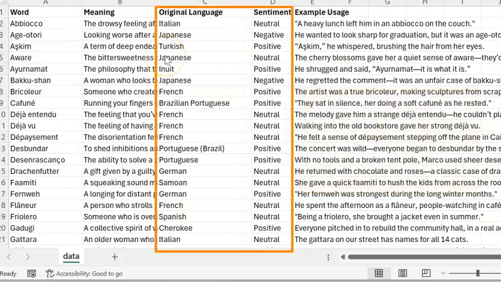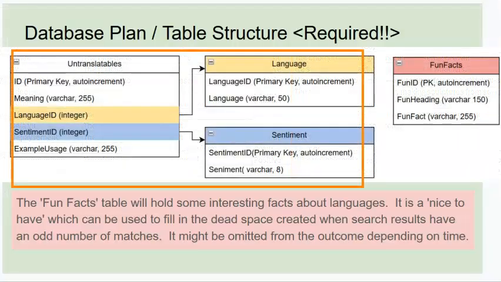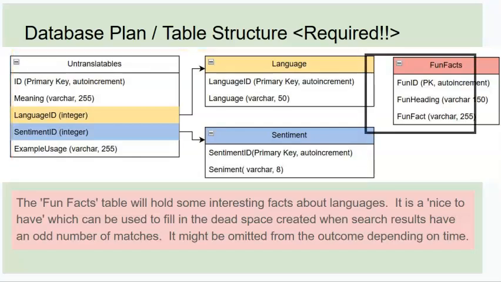To put this data into third normal form, we're going to take our language and sentiment columns and replace them with ID numbers that link them to a language and sentiment table. Here's the database plan for the untranslatable data. We've got 3 linked tables and maybe a 4th fun facts table that's off to the side as a nice to have for later on.